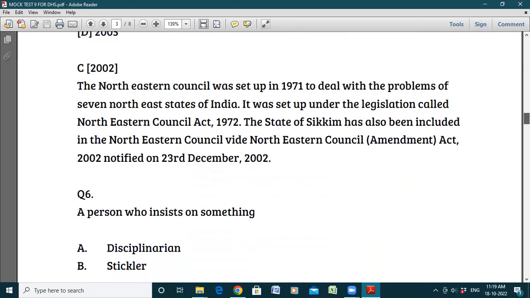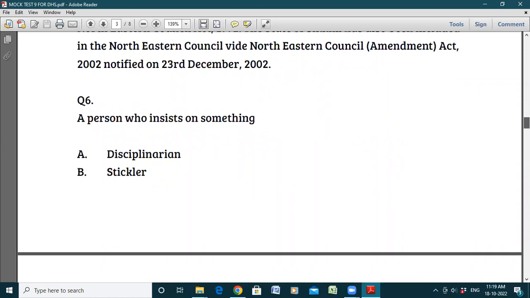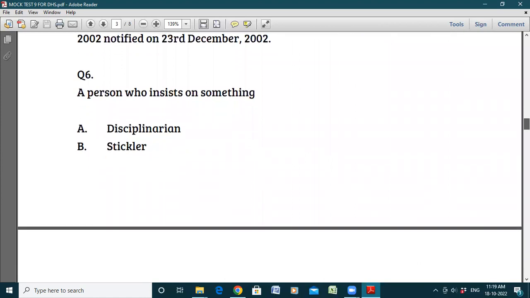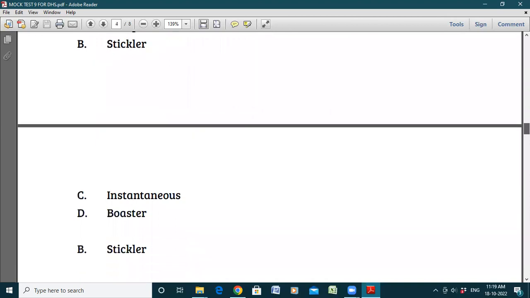Next question, a person who insists on something, verbal reasoning question. Express it in one word: a person who insists on something. And the answer will be B, that is stickler.